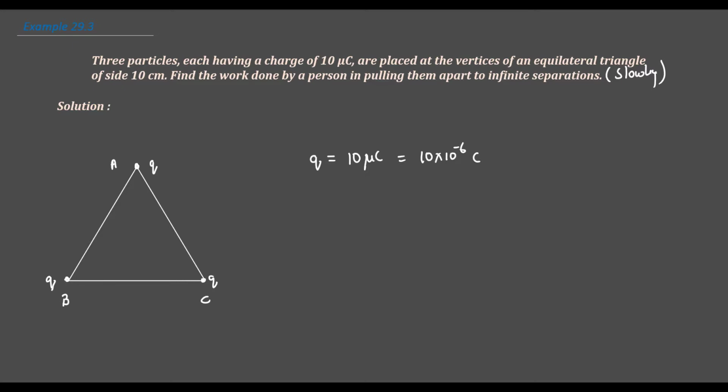And what is the separation between the charges? Separation between the charges they have mentioned as 10 centimeter. So let's suppose AB. Since it is an equilateral triangle, AB will be equal to BC will be equal to CA, which I am assuming to be R. According to the question, it is equal to 0.1 meter, which is 10 centimeter.